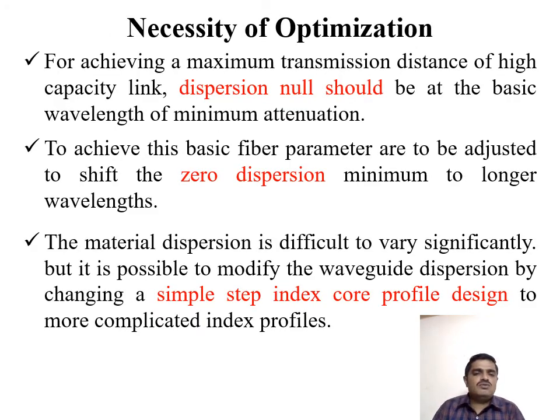Regarding the necessity of optimization, why are we going for optimization techniques? My ultimate aim is to produce effective results at the end. In order to achieve maximum transmission distance and a high capacity link, there should not be any dispersion, and no pulse broadening should occur. To achieve null dispersion, I need to do certain optimization at the wavelength of minimum attenuation. To achieve this, the basic fiber parameters are adjusted to shift the zero dispersion wavelength to a longer wavelength.